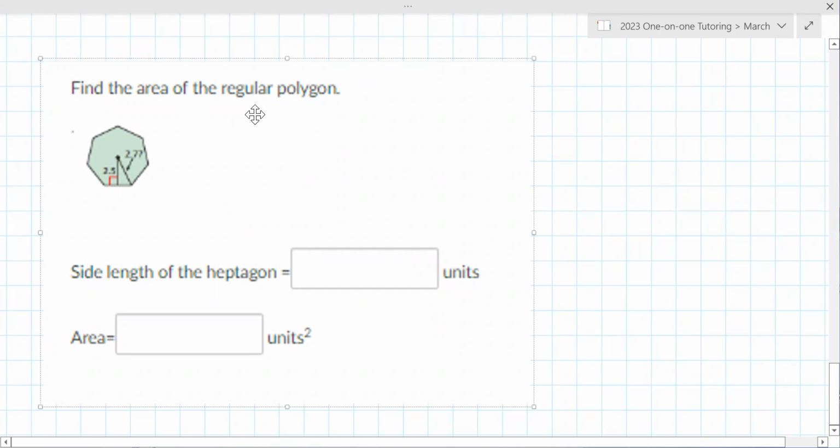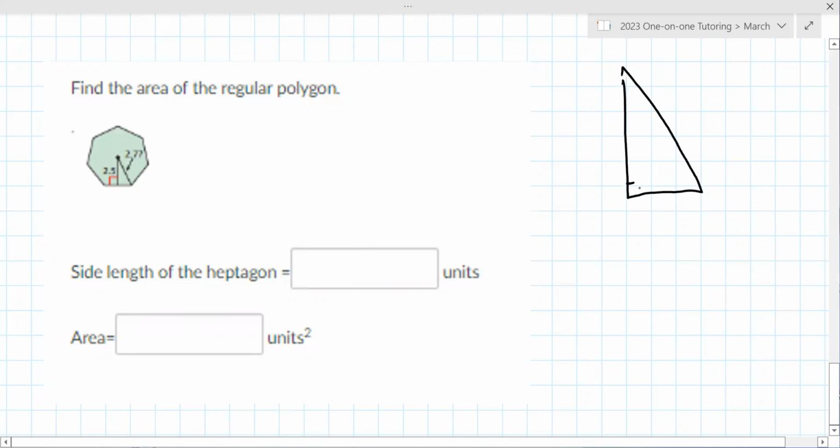All right, so find the area of the regular polygon. So this is a 1, 2, 3, 4, 5, 6, 7-sided polygon. And they're asking for the side length first. And then they're asking for the area. So you got a couple steps here. I'm going to draw the triangle off to the side here, a little bit larger for us to see. 2.5, 2.77. Is that what you see? Yeah. Just double checking. Okay, so you've got to find the other leg.